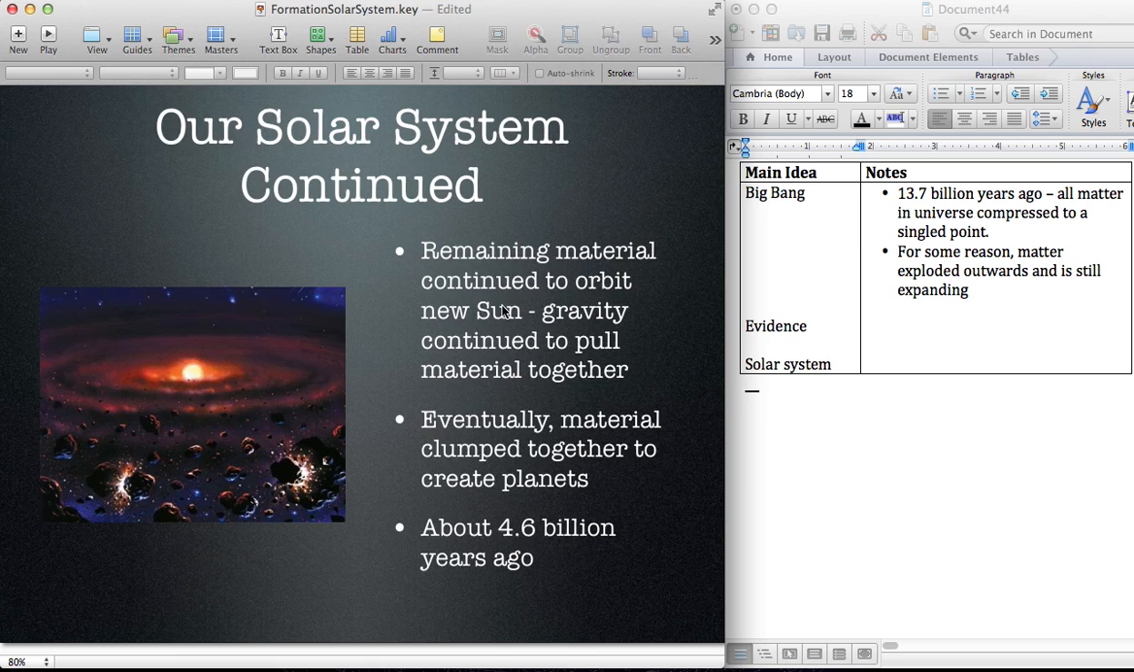Now the planets, right, are formed from kind of what was left over. So there was some leftover remaining material from the nebula that was orbiting our new sun. And so gravity starts to pull that stuff together over time, and that material clumps together to create the planets, the asteroids, comets, and all that other stuff. This happened, as best we can tell, about 4.6 billion years ago. Right? So again, the Big Bang, 13.7 billion years. Our solar system, about 4.6 billion years. And you should know those numbers.